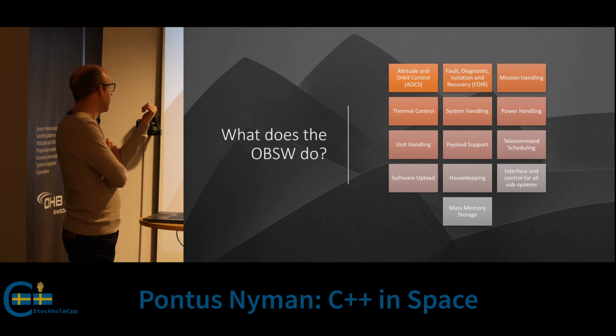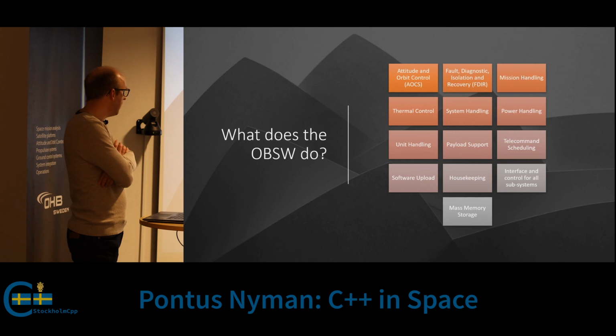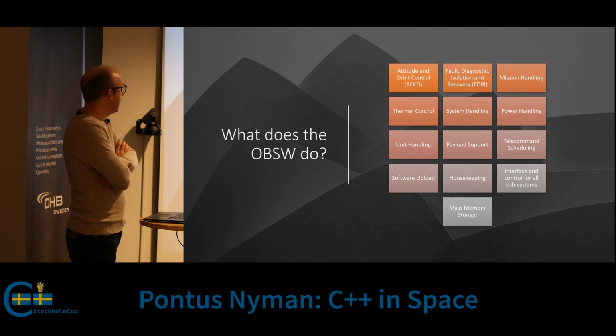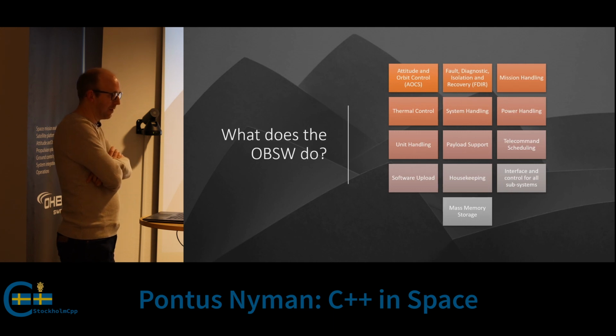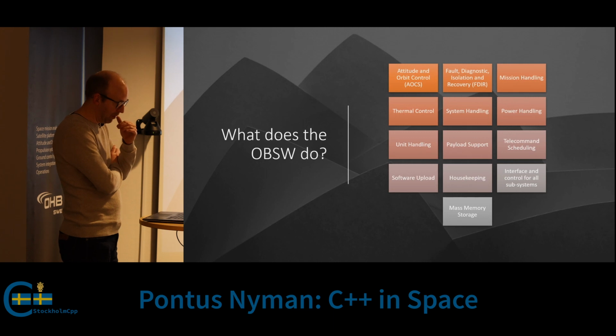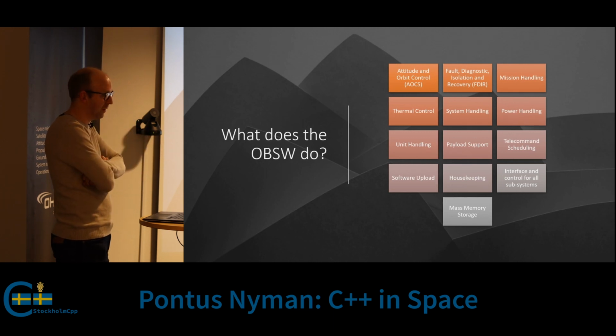We have the thermal control, the monitoring of the thermistors and controlling of heat lines. We have the power handling, turning units on and off, and system handling. The satellite is always in a certain system mode. So when you have just launched it, when it is released into its orbit, it's in standby mode.